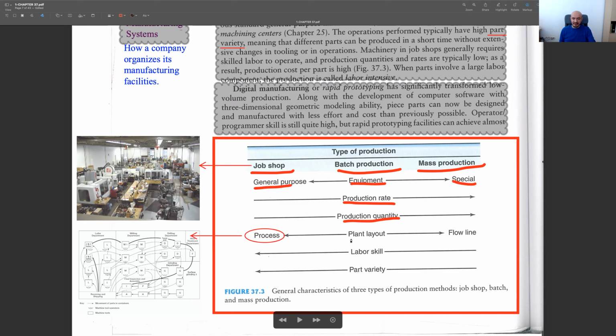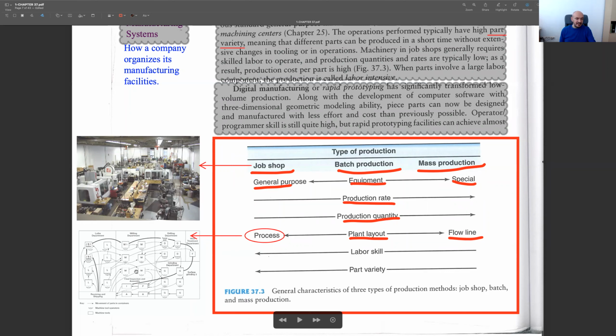Then for the plant layouts, we have obvious differences. In mass production, we know that we have a line, so the product is moving from one point to another on a kind of conveyor belt. So we can say that the plant is designed according to a flow line. But in job shop systems, the plant is mostly designed according to the process.